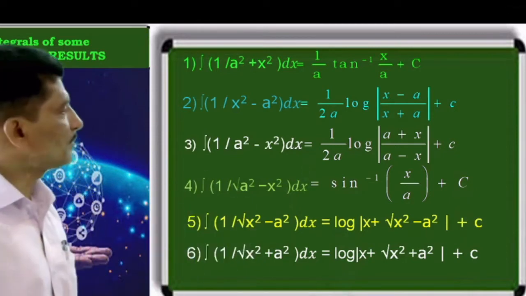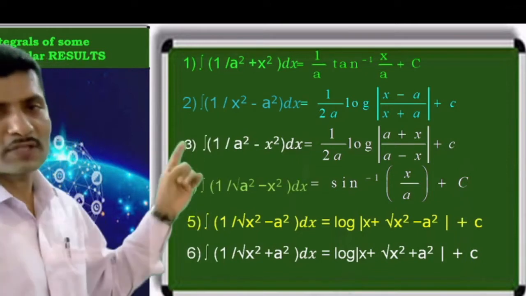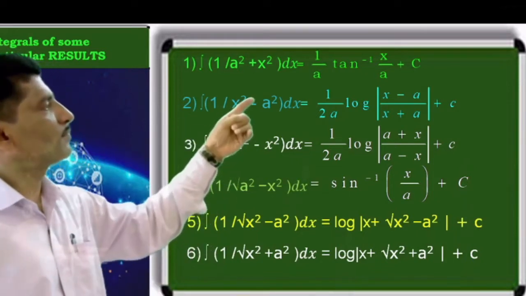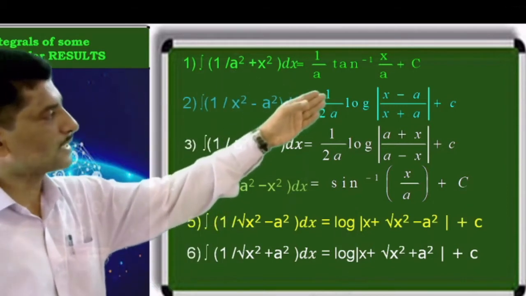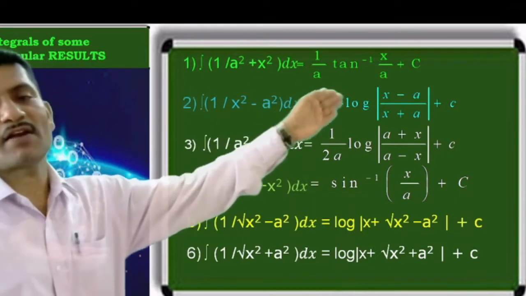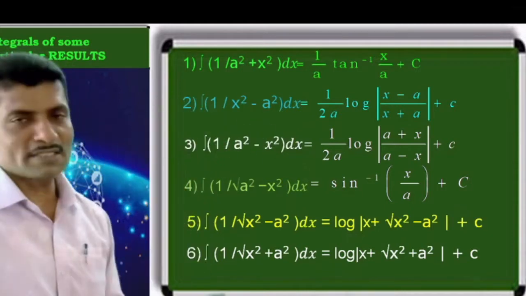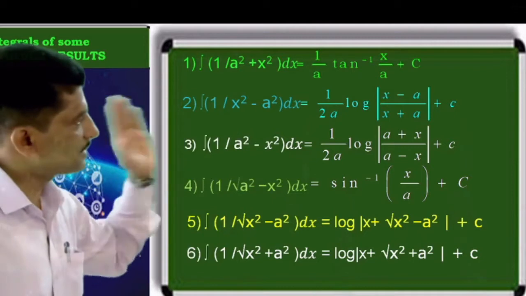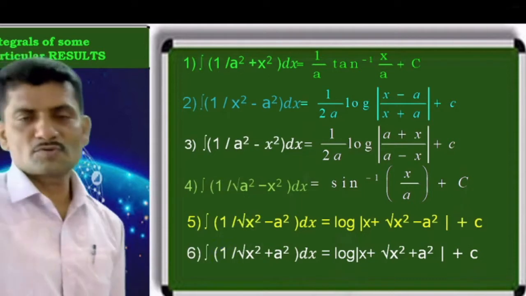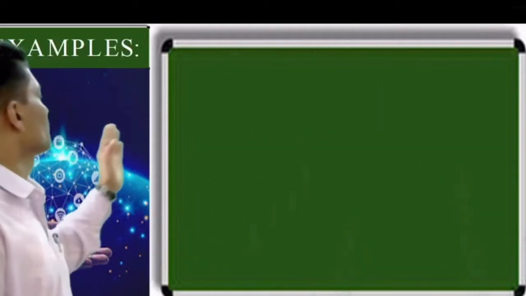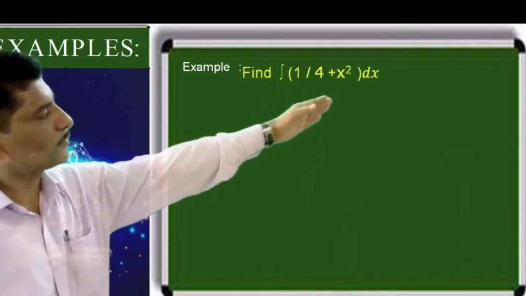One by one, now problems with respect to these. Prove that the integral of 1 divided by a square plus x square into dx is equal to 1 by a into tan inverse of x by a plus c, and hence evaluate some values. These are simple problems, actually 2 mark questions that may be asked in any exam. The first example: find the integral of 1 divided by 4 plus x square into dx.